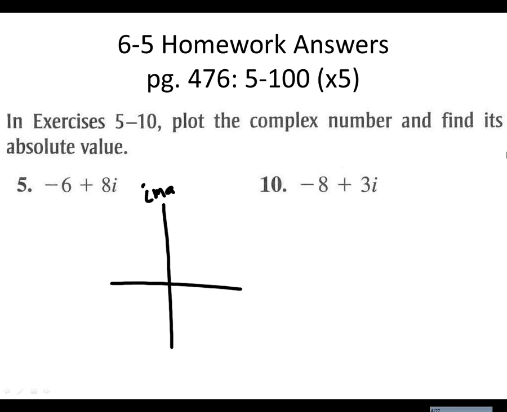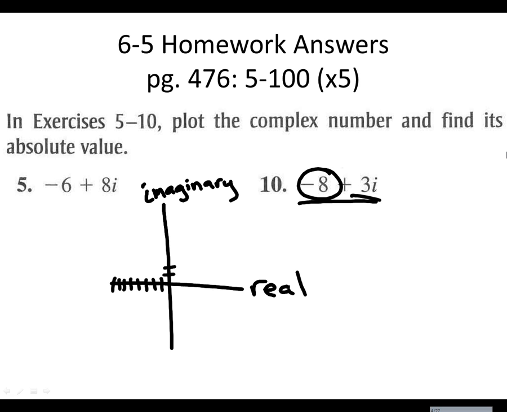So we have imaginary numbers in the y direction, and we have all our real numbers listed in the x direction. So if we were going to plot -8 plus 3i, -8 is our real number, so we'll go left 8: 5, 6, 7, 8. 3i is our imaginary part, so we'll go up 3, and there is our plotted point right there. Okay, so this point here is -8, comma, 3i.